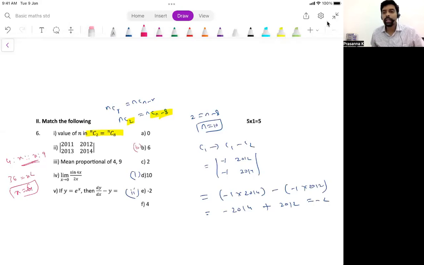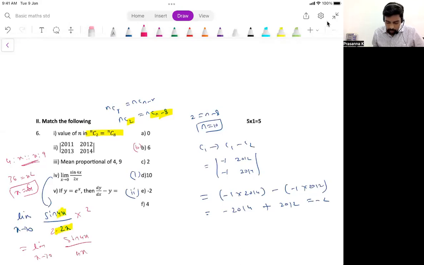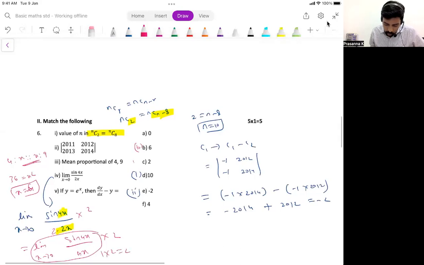And the fourth one is the limit as x tends to 0 of sine 4x divided by 2x. Always remember this: the angle should be equal to the denominator. Here the angle is 4x, so in the denominator we need 4x too, but 2x is given in the question. So I will multiply by 2 and divide by 2. If I do that, I will get the limit as x tends to 0 of sine 4x divided by 4x into 2. This entire thing becomes 1 if you apply the limit. So 1 into 2 will be 2. 2 is the answer for the fourth one.